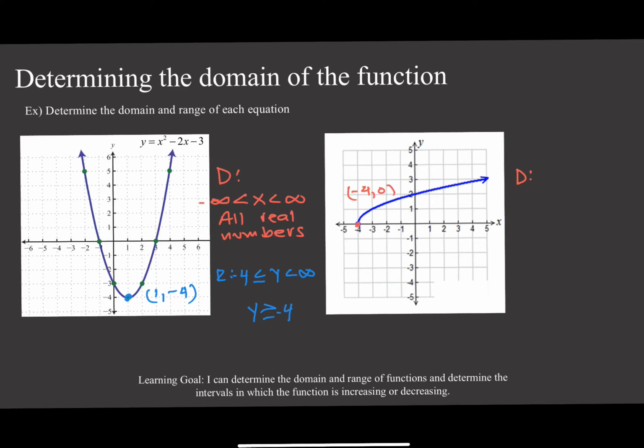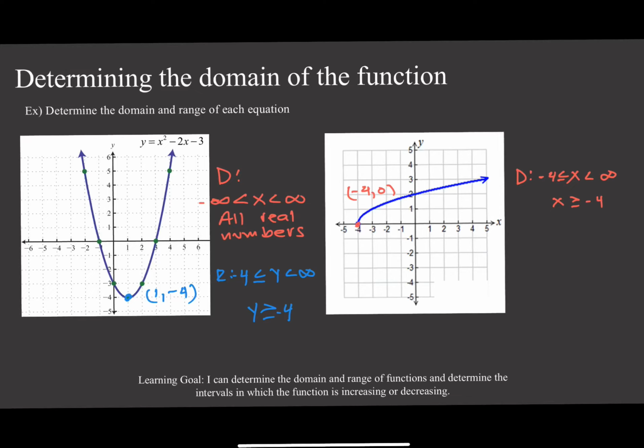And as you can see on the other side of our graph, we have an arrow, so that means it keeps going on forever. So again, we can say that our domain is all x values between negative 4 and infinity, where the negative 4 is inclusive and the infinity is exclusive. And just like before, we can summarize this by just saying any x value greater than or equal to negative 4.